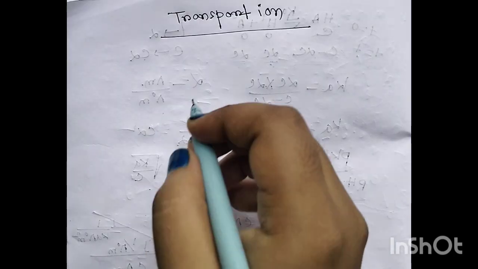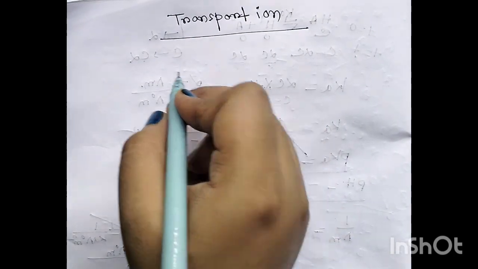Now we are discussing transport number. What is transport number? Transport number is the fraction of total current carried by an ion. Higher the value of transport number, higher will be the speed of ion. Transport number का value जितना high होगा, ion का speed भी उतना high होगा. And one more thing, transport number is always less than 1.